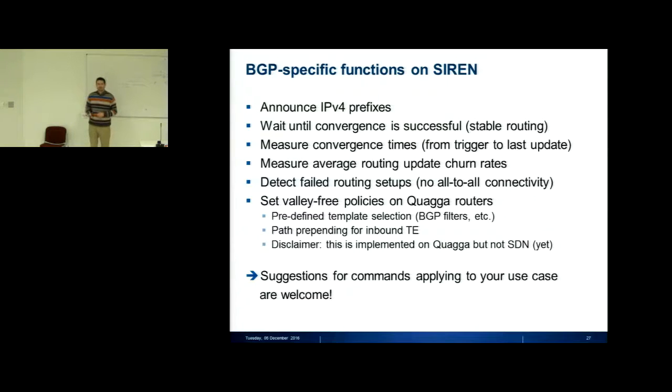Further on, Siren has some features that are specific to BGP, which is basically what you see in this list. It allows you to announce IP prefixes from the command line. It waits until the network has converged. Do you understand what I mean by converged? Every router is set and ready to work, and then we have a stable routing. True, correct.